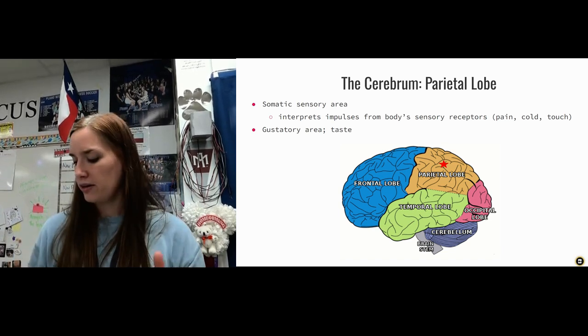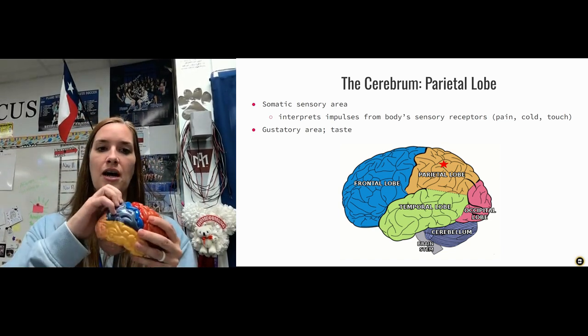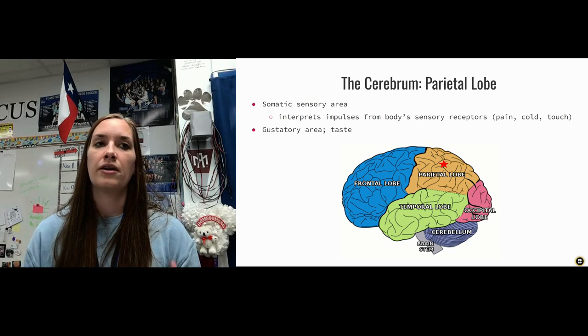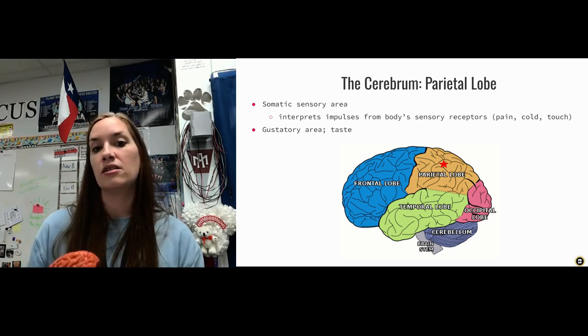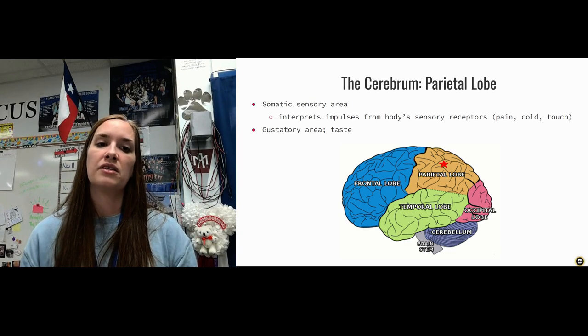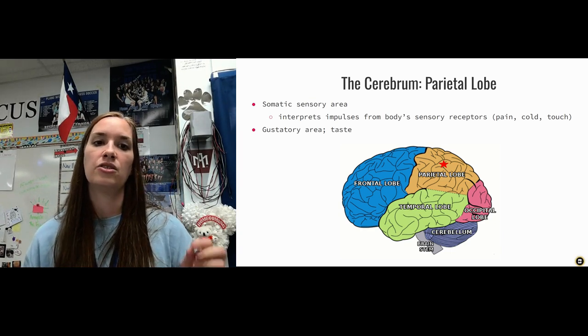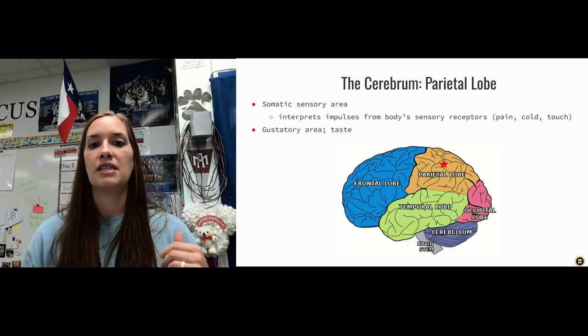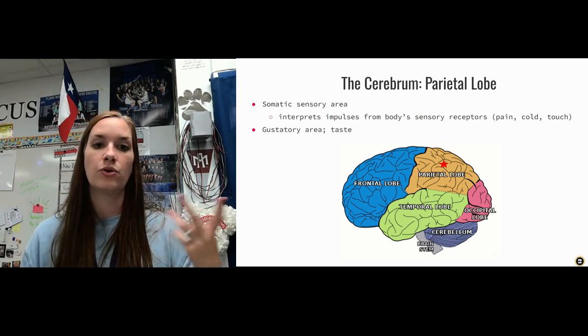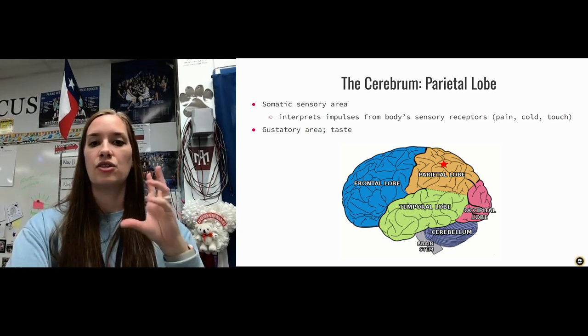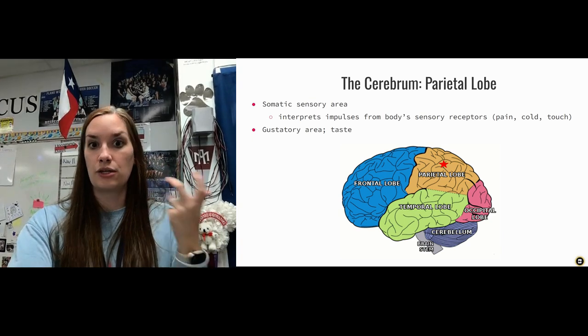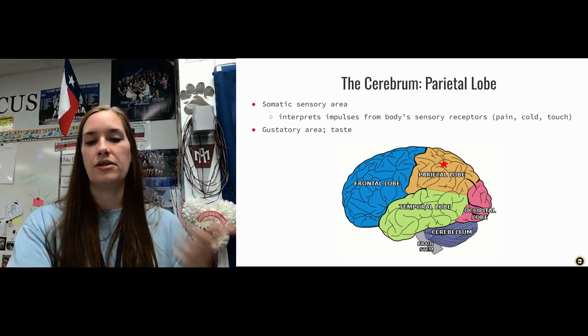Then we have the parietal lobe. So again, the parietal lobe is more on the top of the brain. This is where taste is interpreted in the gustatory area. And then we also have a somatic sensory area. This is going to be interpreting impulses from sensory receptors such as pain, cold, touch, just how is that interpreted towards how it actually feels rather than, oh, here's a signal coming in.